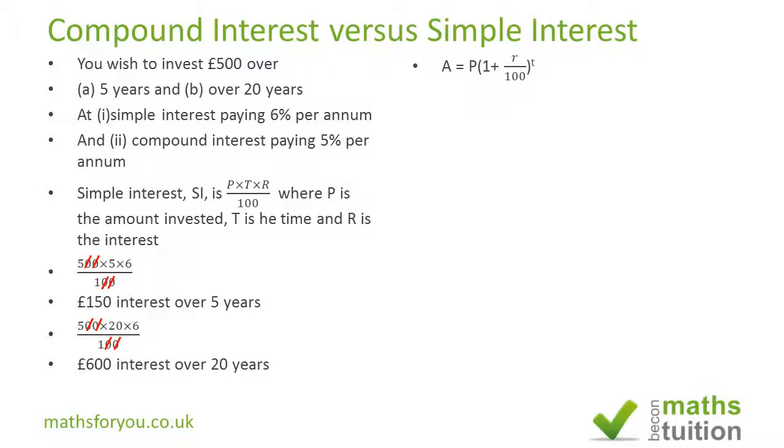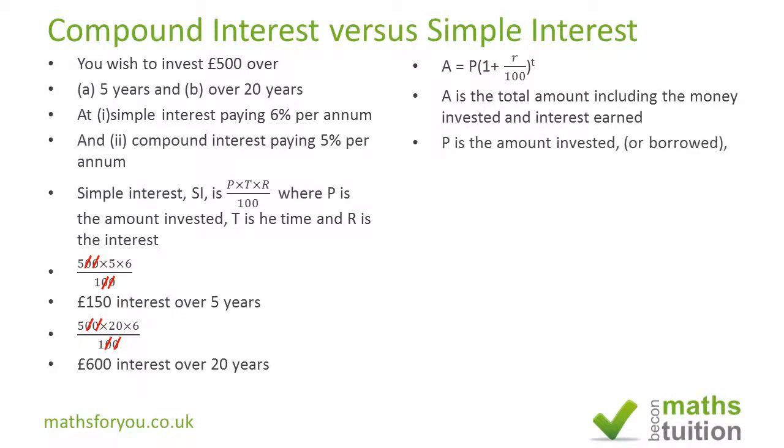And now for the compound interest, the formula is A is equal to P into 1 plus R over 100 all to the power T, where A is the total amount which includes the money invested and the interest earned. P is the money invested, in this case £500, and R is the interest, in this case 5%, and T is the time period, so we're looking at 5 years and also at 20 years separately.